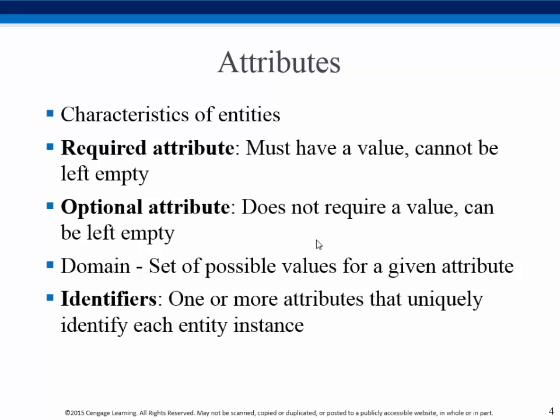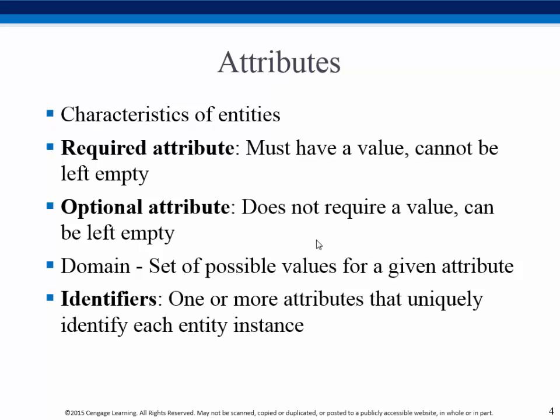Alright, so a required attribute is an attribute that must have a value. In other words, it can't be left empty. An optional attribute is an attribute that does not require a value and can be left empty. Attributes have domains. A domain is a set of possible values for a given attribute. For example, the domain for a grade point average attribute is written as being between 0 and 4, because the lowest GPA value is 0 and the highest value is 4.